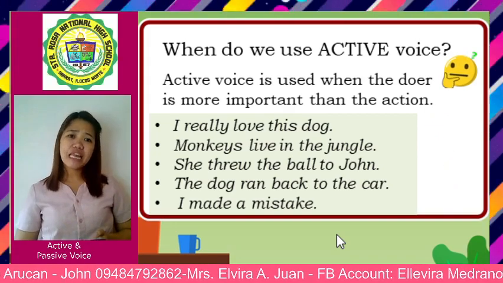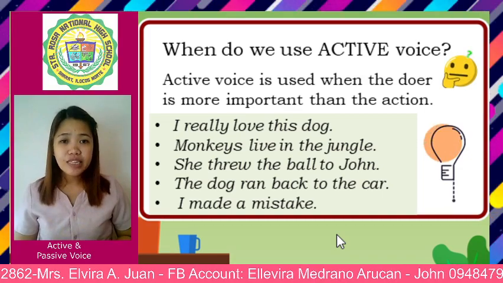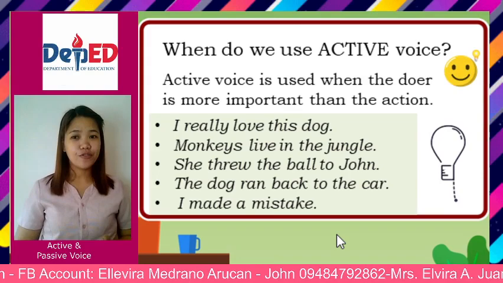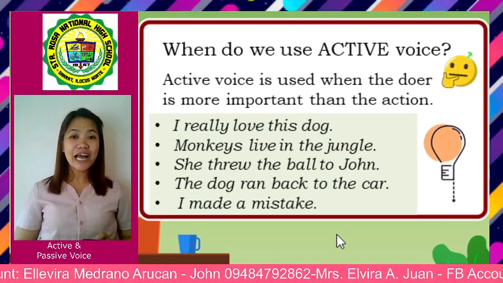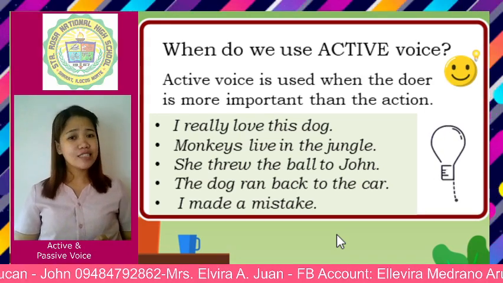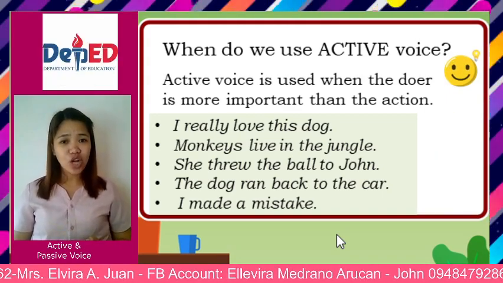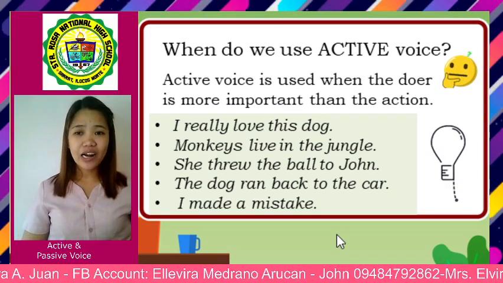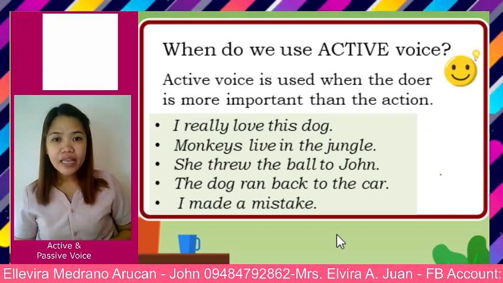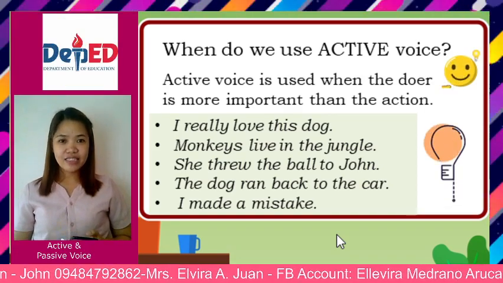So, the question now is, when do we use active voice? Active voice is used when the doer of the action is more important than the action. Okay? When it is really a must to tell who did it. For example, I really love this dog. Monkeys live in the jungle. She threw the ball to John. The dog ran back to the car. I made a mistake.